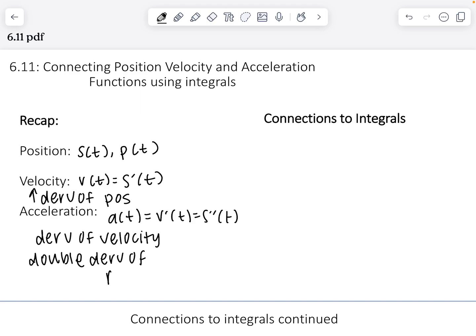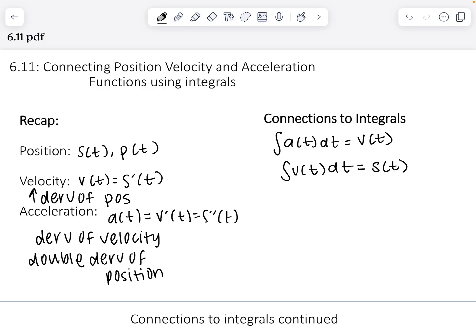And so how does that connect to integrals? The connection to integrals is fairly obvious if you know what antiderivatives mean. So the antiderivative of acceleration is velocity. So just moving backwards, the antiderivative of velocity is position. And so you just move in the opposite direction.